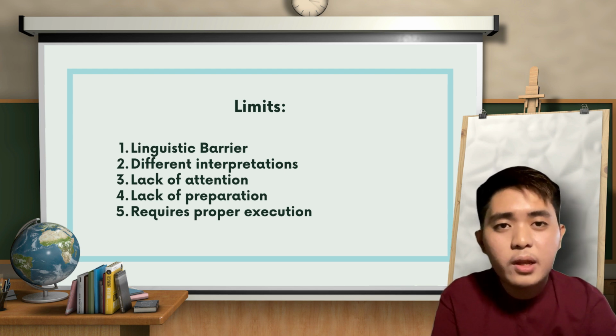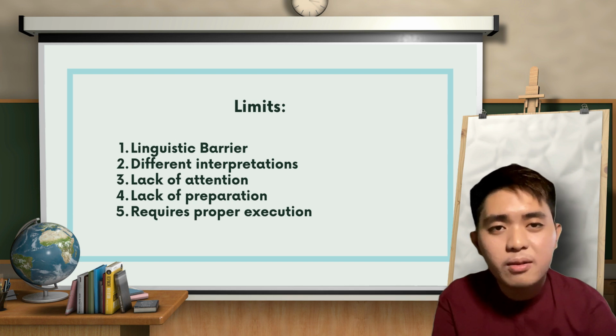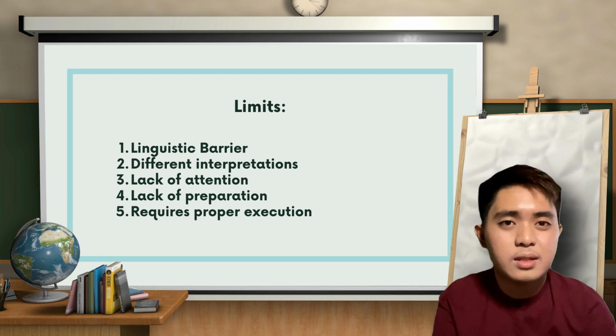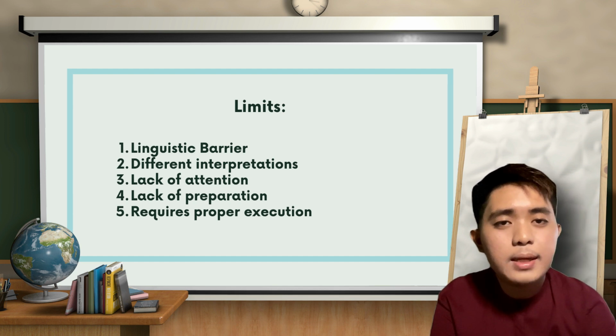Furthermore, one of the limits of oral communication is different interpretations. So we all know that whenever we talk to others, we interpret things in very different manners or approaches. And with that, once a certain message is interpreted in a different way, the message could be altered, which could arise through misunderstandings. Also, a limit of oral communication is lack of attention, wherein if attention is not given properly, either to the sender or to the receiver, the message or the feedback would not be transmitted properly as well.